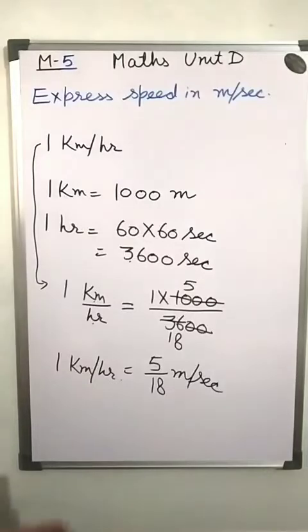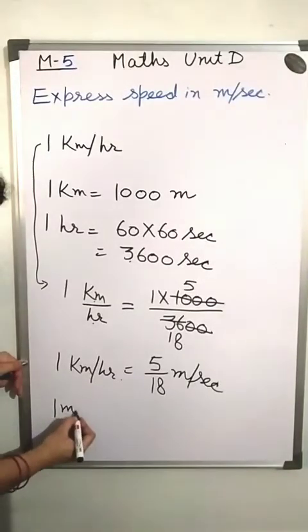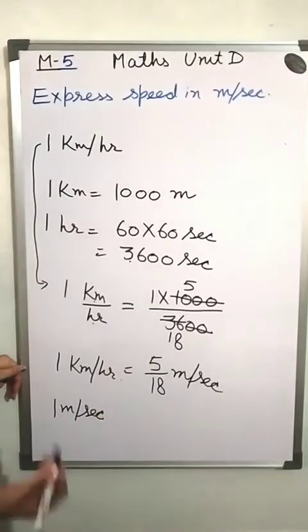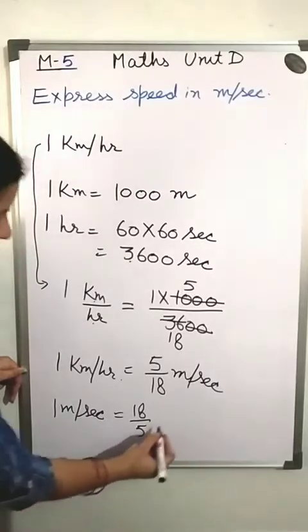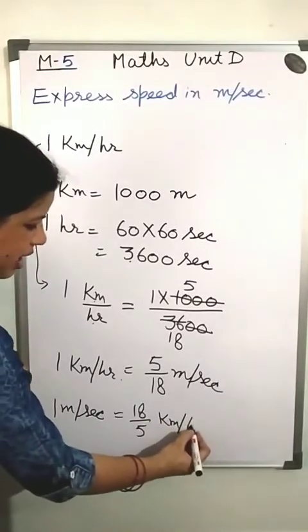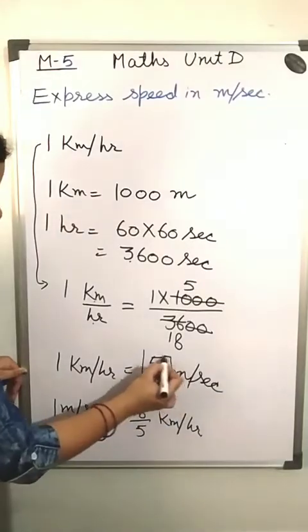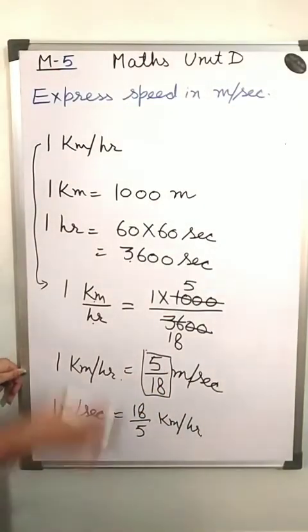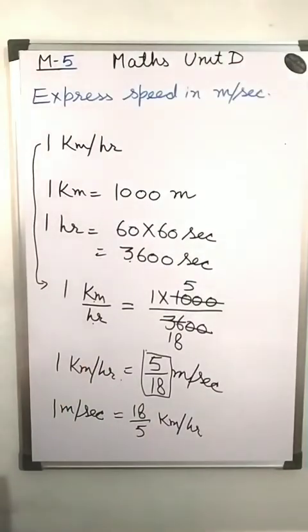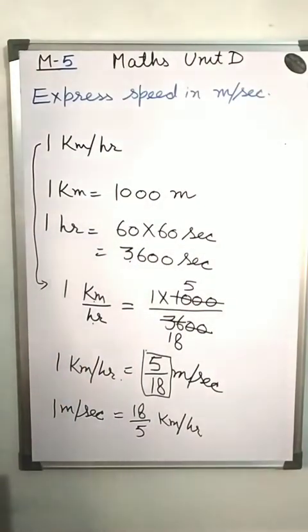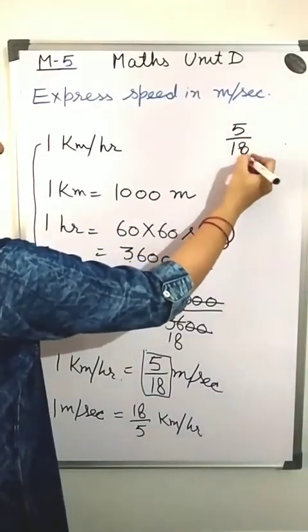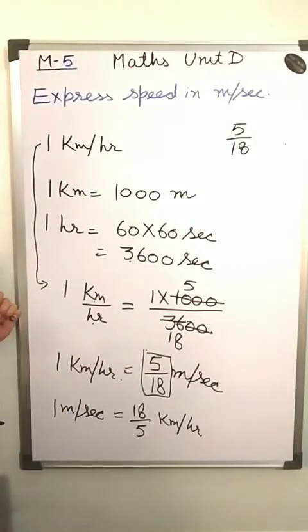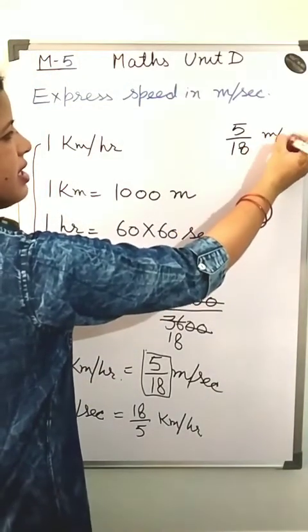But for the reverse, if you want to convert 1 meter per second into kilometer per hour, then you multiply this number by 18 upon 5. This becomes kilometer per hour. You can convert directly by multiplying by this number, or you can follow this process also. So you have to remember one term, 5 upon 18, for the conversion of kilometer per hour to meter per second.